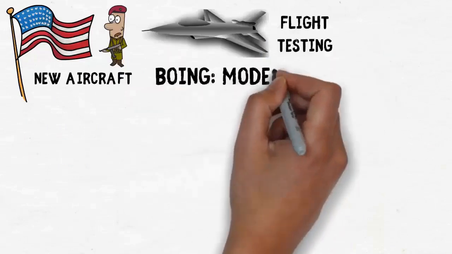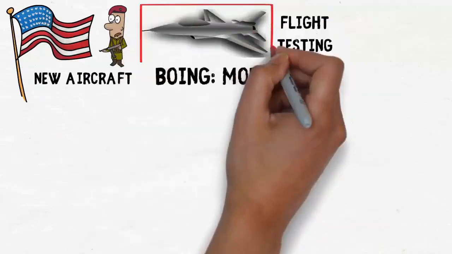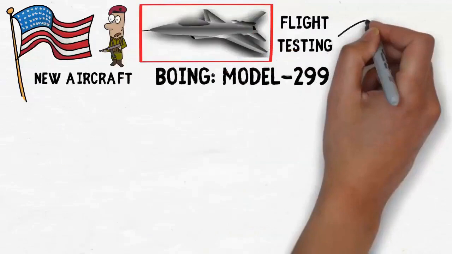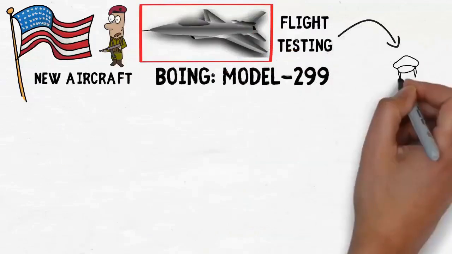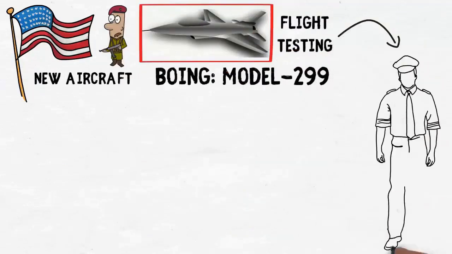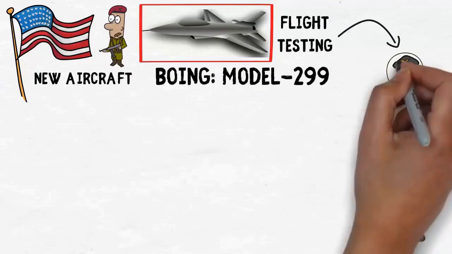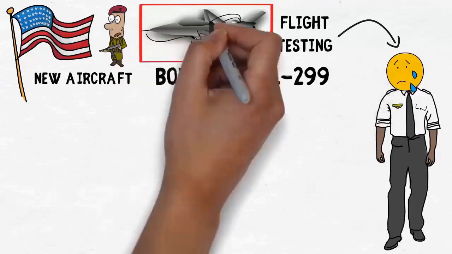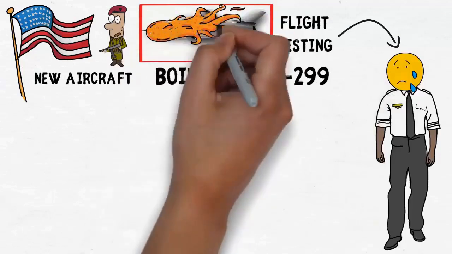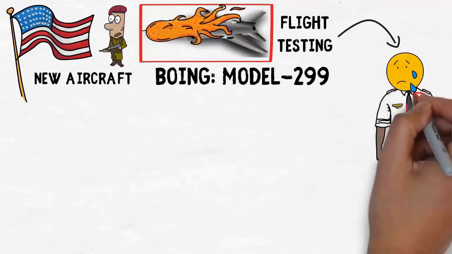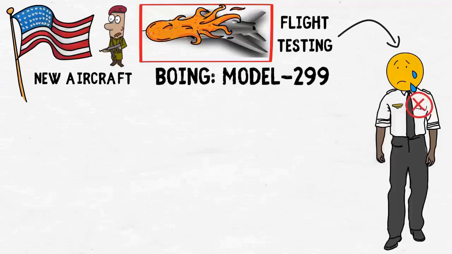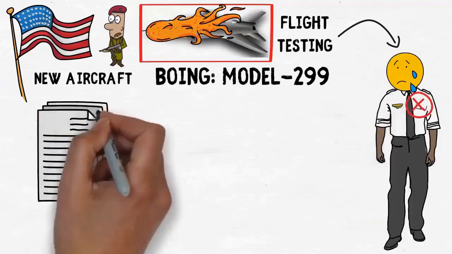Among them, Boeing's Model 299 aircraft was many times more powerful than the Army's requirements. To test the Model 299, the US Air Force sent their most experienced and highly trained pilot, Major Plot Hill. But an accident occurred such that, just a few seconds after takeoff, the plane crashed, resulting in the death of pilot Hill.